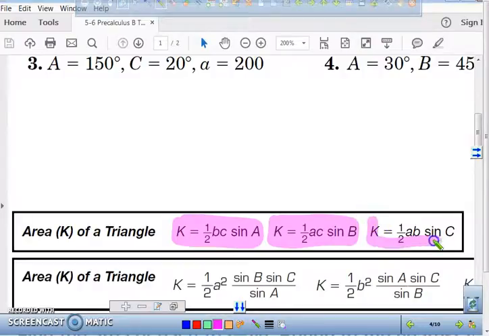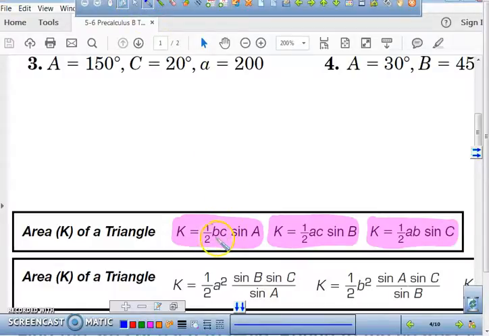and the last one. What do they all have in common? What do all these lowercase letters represent? If you see a lowercase letter, what does that represent? Side, right? What do all the capital letters represent? Angles. Notice, you have lowercase b and lowercase c, but you need what? Capital A. Here you have A and C, but what do you need? You need capital B. And the last one you have A and B, but you need capital C.